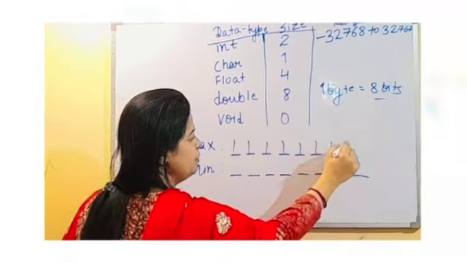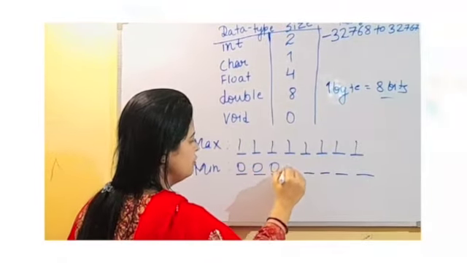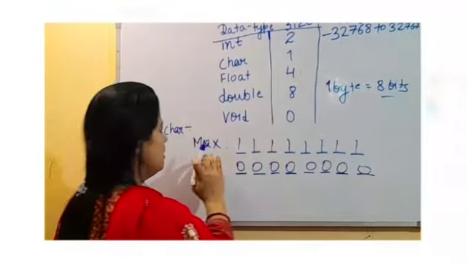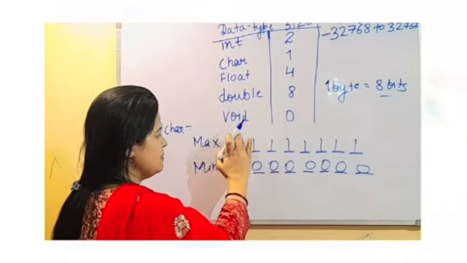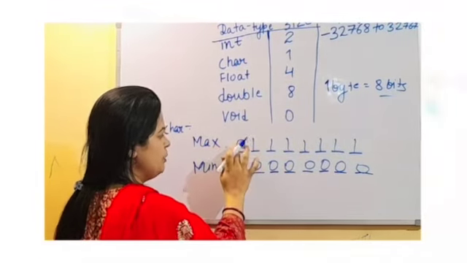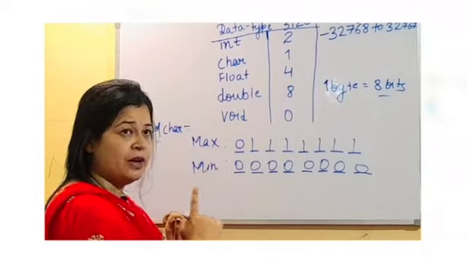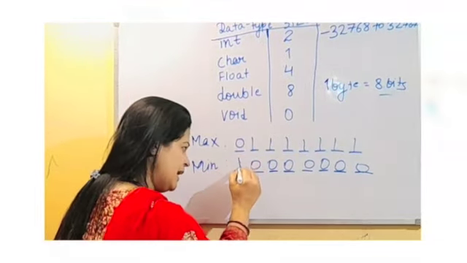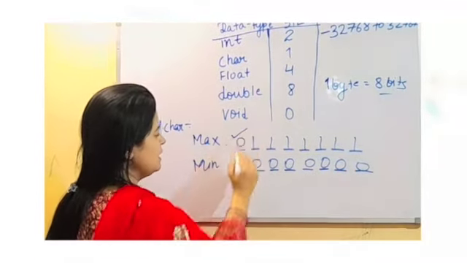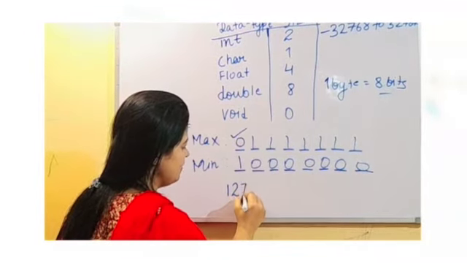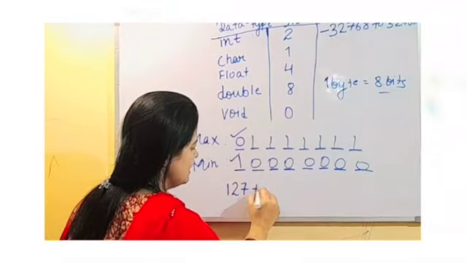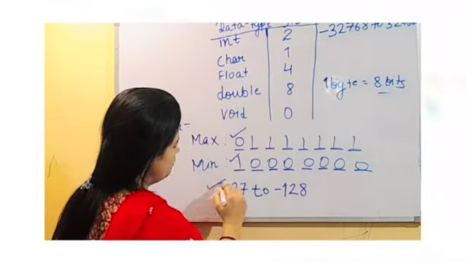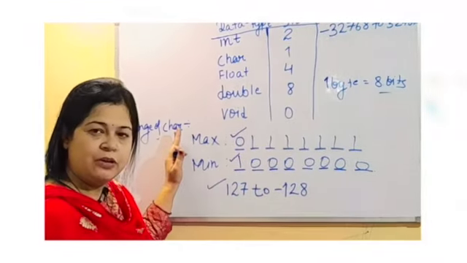All the bits are true. For minimum, all the bits are false. As per the rule in basic electronics, to make it maximum we will make the leftmost bit 0, because if the leftmost bit is 1, the answer will come negative, and in minimum we will make it negative. After calculating this, we get 127, and after calculating this, minus 128. So likewise, as for int, we have calculated the range of character.